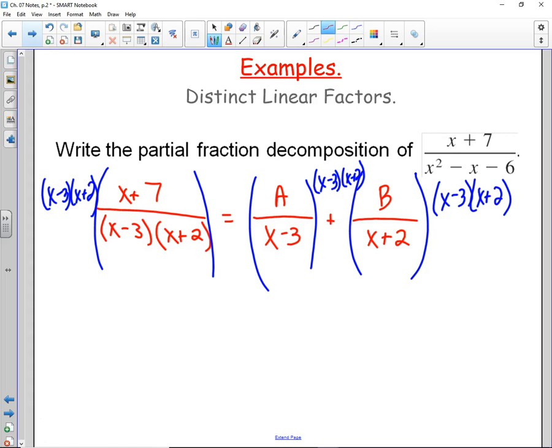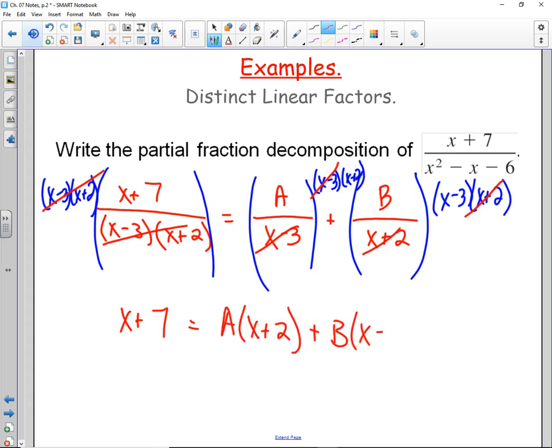Now guys, what do you see cancel out? X minus... this whole thing, right? X minus 3. Good. And x plus 2. So one cancels, but the other remains. You guys see it? So A is going to get multiplied by x plus 2. B is going to get multiplied by x minus 3.